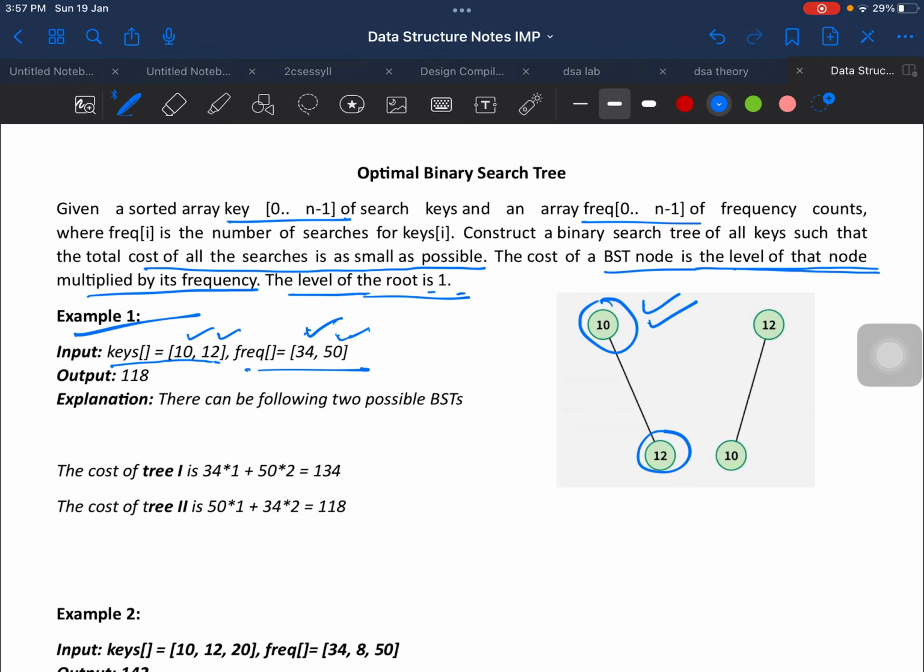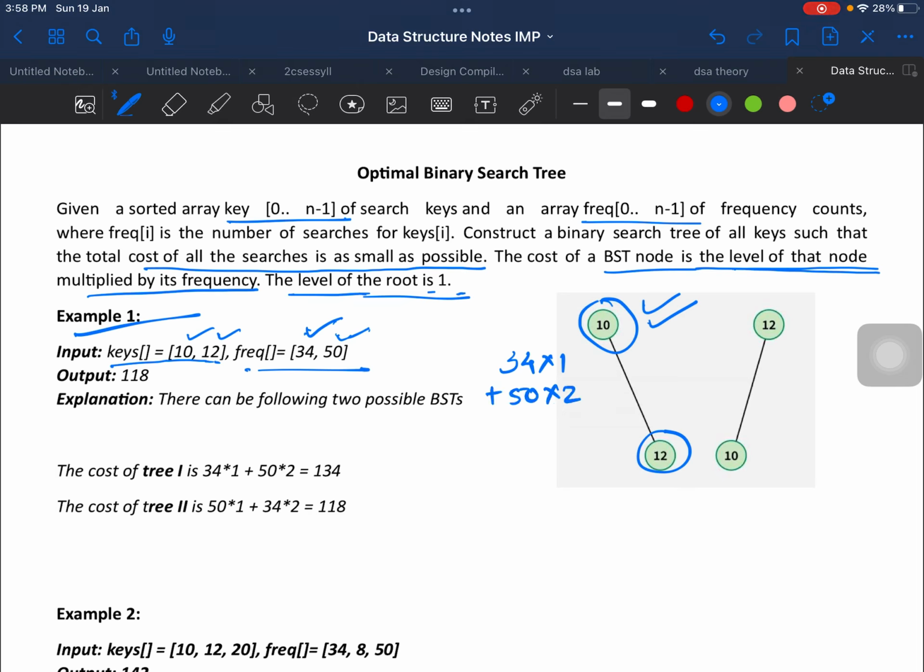Why? First of all, I need to calculate the cost of this BST. So let's see. 10 is appearing 34 times. So cost is 34 into 1. Why 1? Because 10 is at first level. 10 is the root element. That's why it is at first level. Then 12. 12 is appearing 50 times. So what I will do? Plus 50 into 2. Why 2? Because 12 is present on second level.